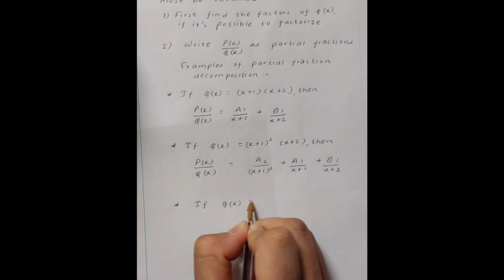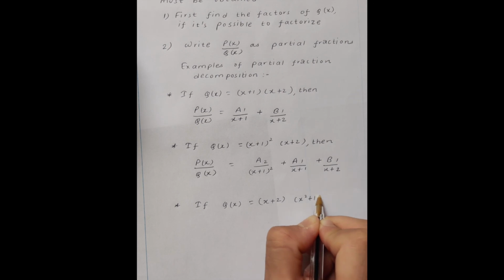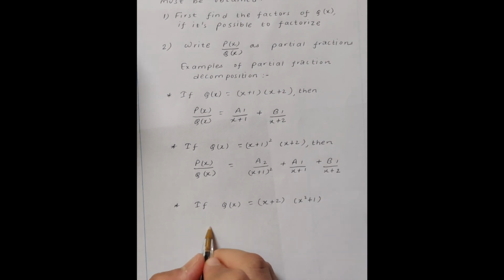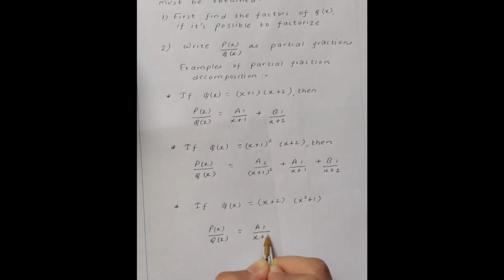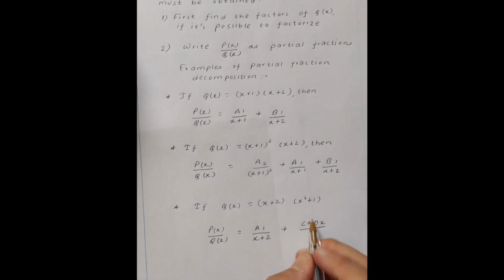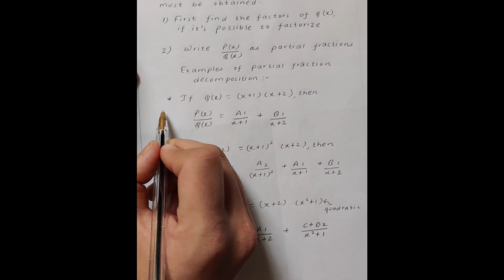The final case that we will present is when we have a linear factor and a quadratic factor with no real solutions. So the linear factor is related with the partial fraction a1 over x plus 2, and the quadratic factor is related with the partial fraction, a constant plus d times x, over the factor, in this case, x squared plus 1.